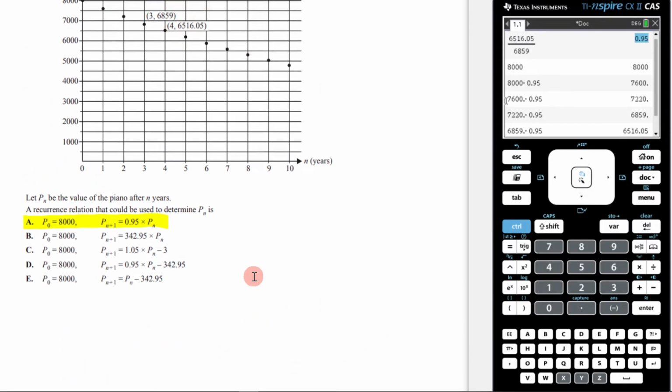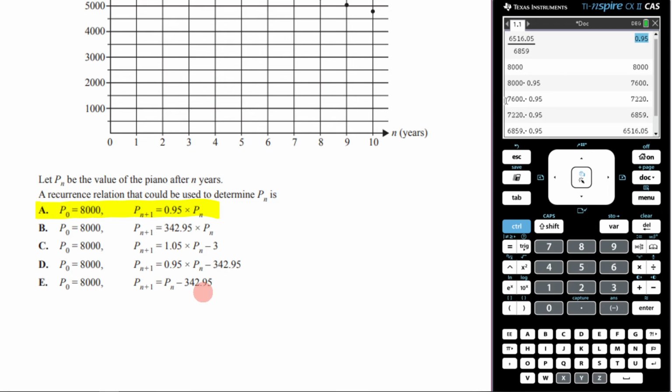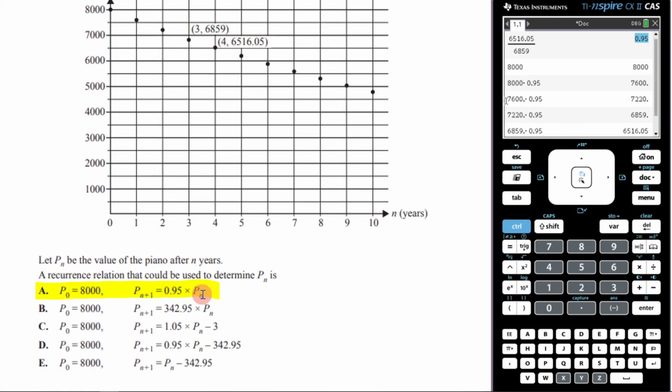So if you do look at your other options here, this one's no good because it's way too big. I mean, that would be increasing, wouldn't it? This also would be no good because it's increasing by 5% each year, and then you're subtracting 3 for some reason. This one just looks crazy, and that one's no good as well. So hopefully that makes sense on how we've done that.